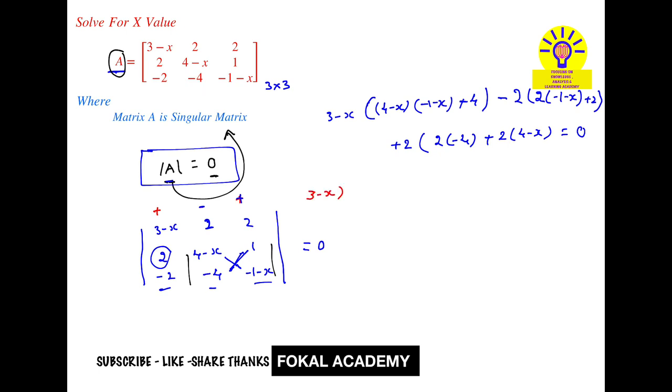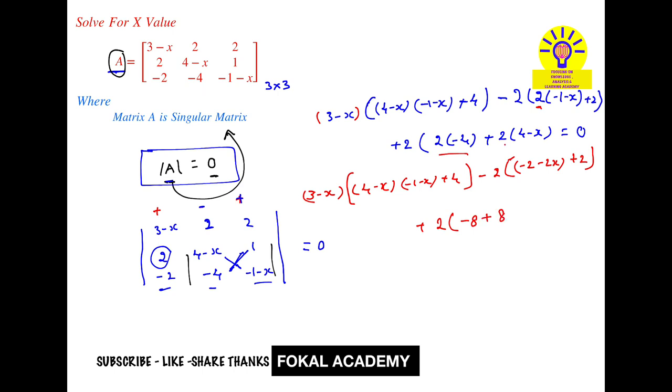3 minus x into 4 minus x, minus 1 minus x plus 4. So under bracket up to here. So minus 2 into, so apply 2 for this, because minus 2 minus 2x plus 2. Next, plus 2 into, so minus 8 plus 2 further 8 minus 2x, that's equal to 0. So here 8 cancel.